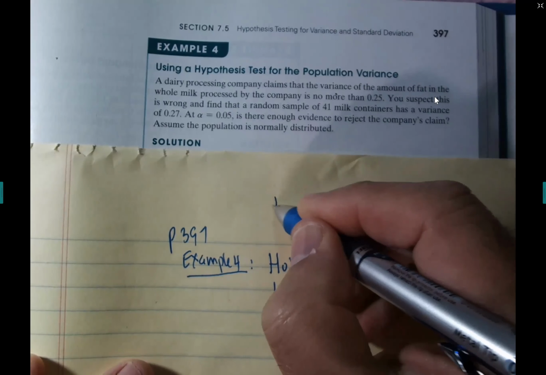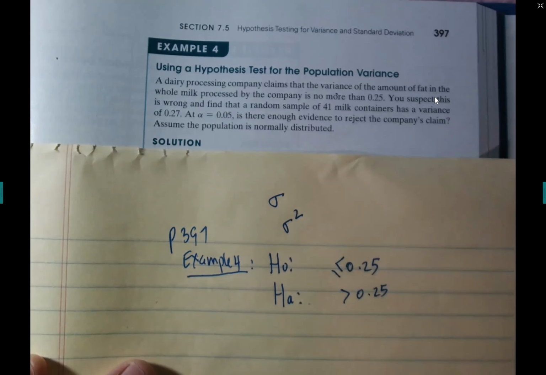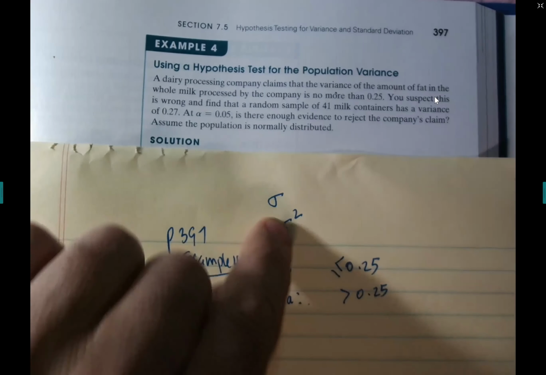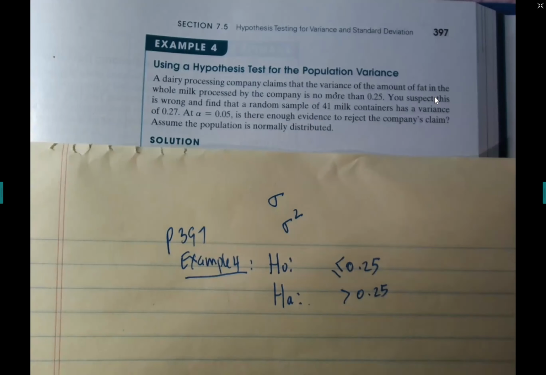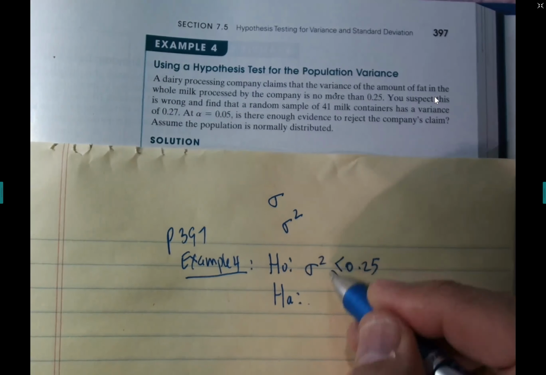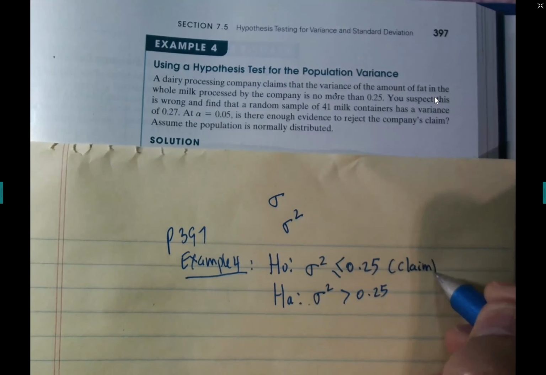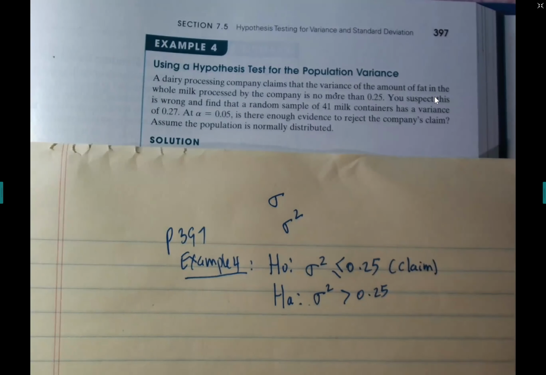And what symbol goes here? You have 2 choices, either this or that. This is for standard deviation. This is for variance. So he says variance, so I'll just put this. And that's the claim. Okay, we finished step number 1.